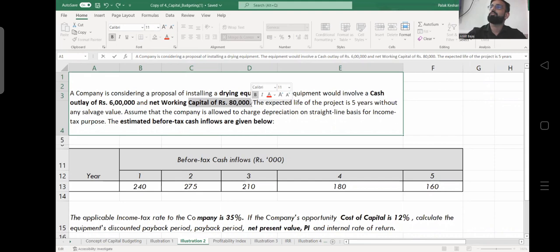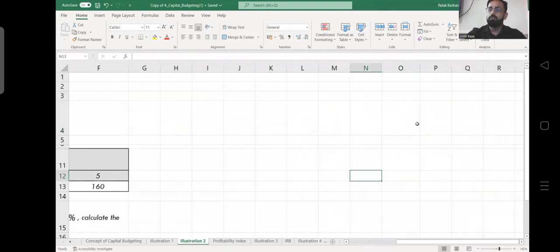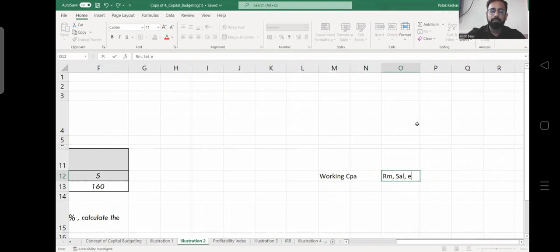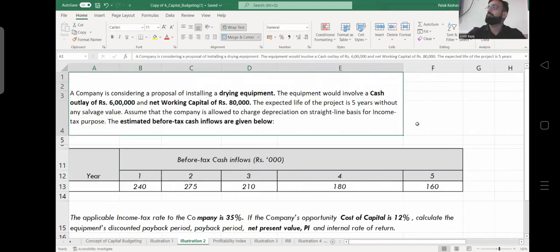Now, what is working capital? Do you know what working capital is? It is funds required for day-to-day running of the business. So working capital can be used for what purpose? It can be used for purchase of raw material, payment of salary, payment of electricity bill, and day-to-day expenses. So here, if the company is buying drying machinery, the company has to keep 80,000 as working capital.